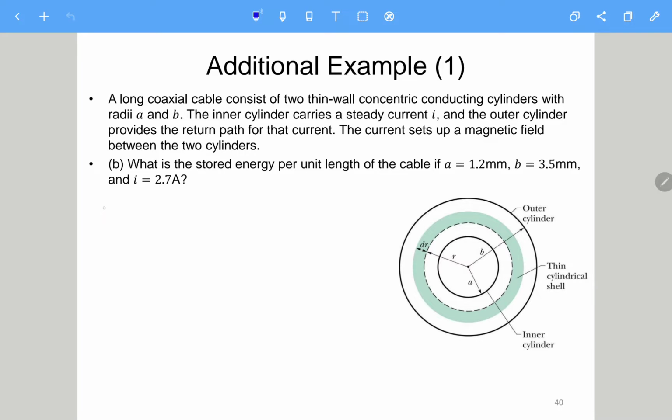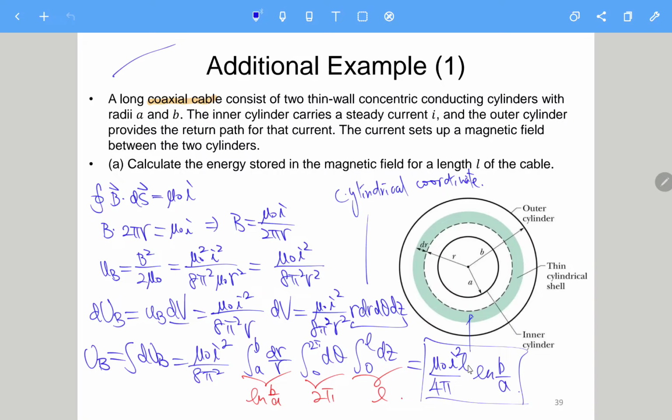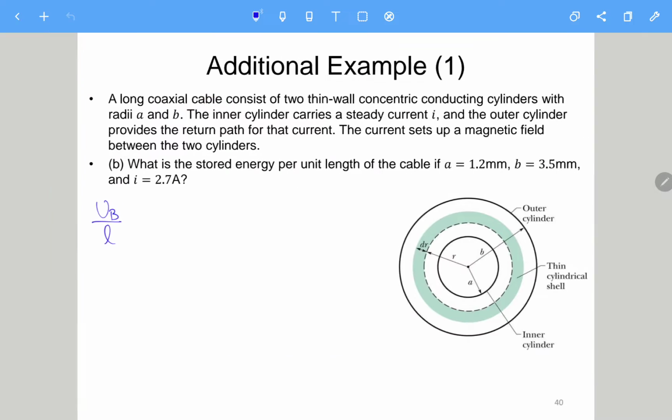So we should calculate UB over L. We just move this L over, so we have UB over L with the remaining terms. So we have mu 0 I squared over 4 pi, and then natural log of b over a.